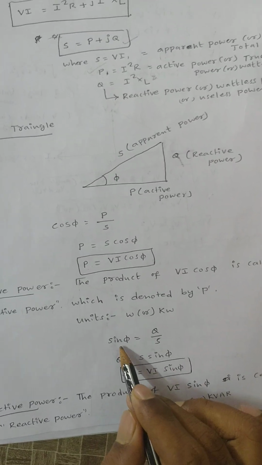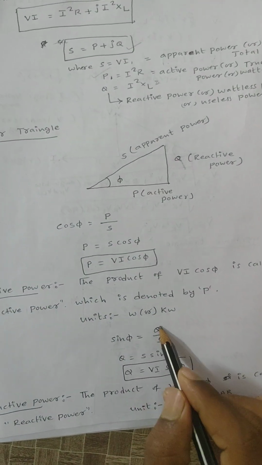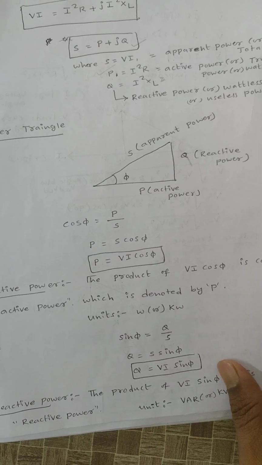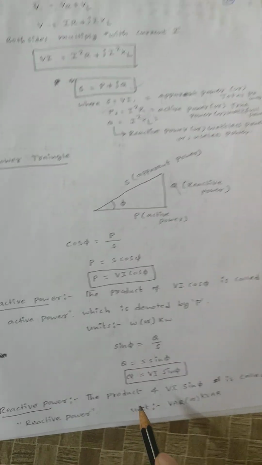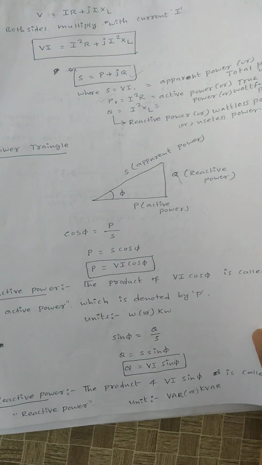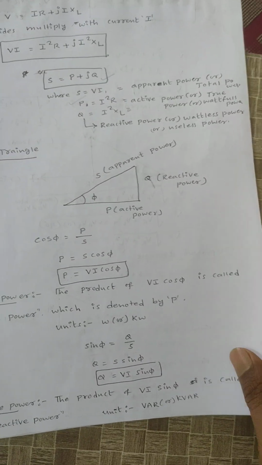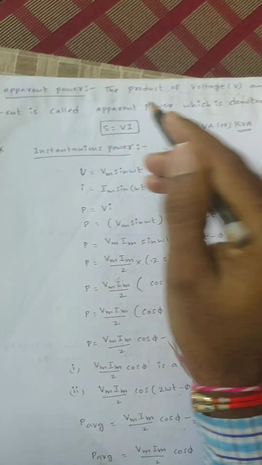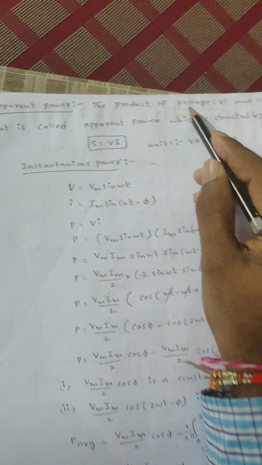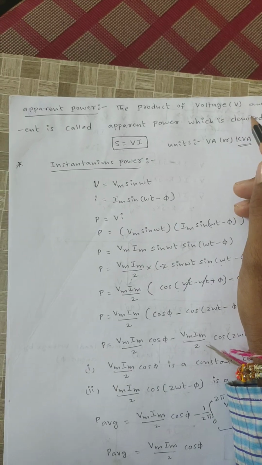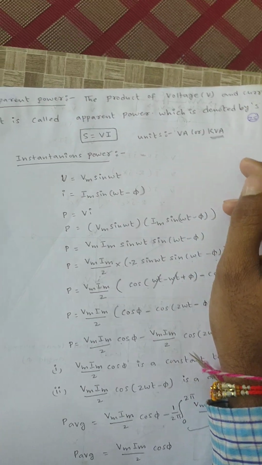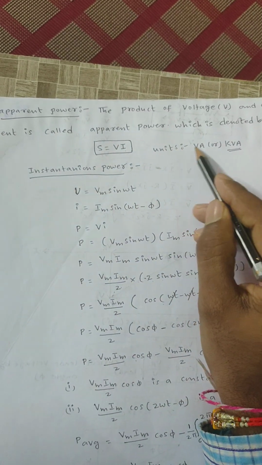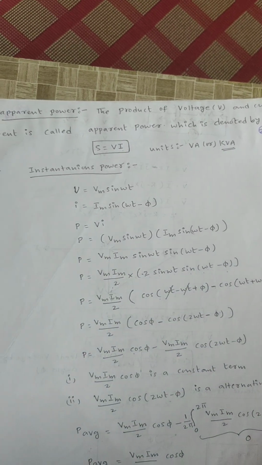Similarly, from this power triangle, sin phi is equal to Q by S. Q is equal to S into sin phi, right? And Q is equal to VI sin phi. From this equation, the product of VI sin phi is known as reactive power. The units for reactive power are VAR or kVAR. After that, apparent power S is nothing but the product of voltage and current, which is denoted by S. S is equal to V into I. The units for apparent power will be VA or kVA.